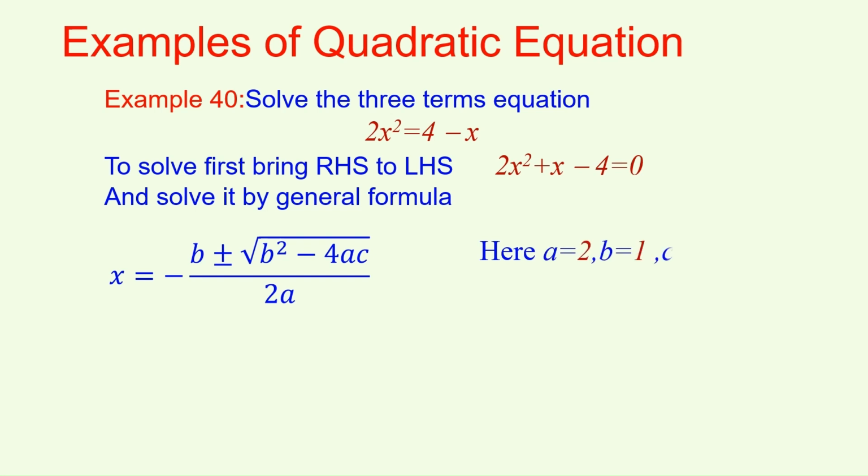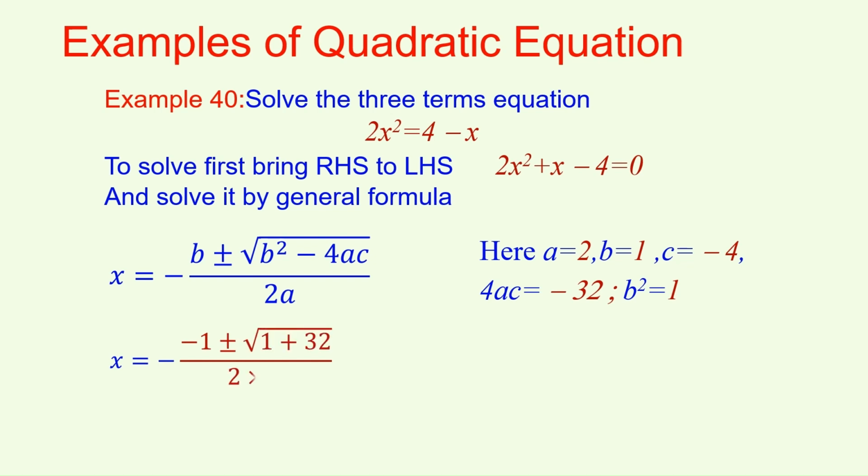Here a equals 2, b equals 1, c equals minus 4, for ac equals minus 32, b squared equals 1. Therefore x equals (minus 1 plus minus square root of (1 plus 32)) divided by 2 times 2. Therefore solution is combined as x equals minus 1 plus minus square root of 33 whole divided by 4.